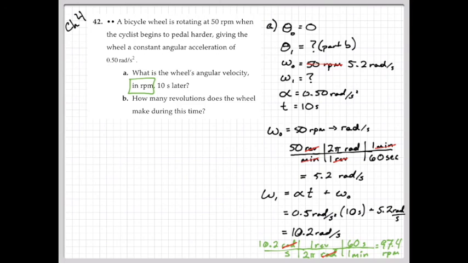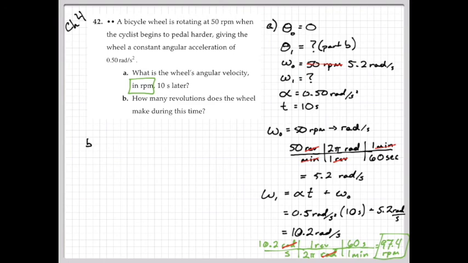Okay, now let's go to part B. So now, how many revolutions does a wheel make during this time? Well, now we've got every variable filled in except the one we want. But remember, it's a good rule of thumb: if you can avoid using a calculated answer, like the 10.2, if you can solve it before using that calculated answer, do that first.